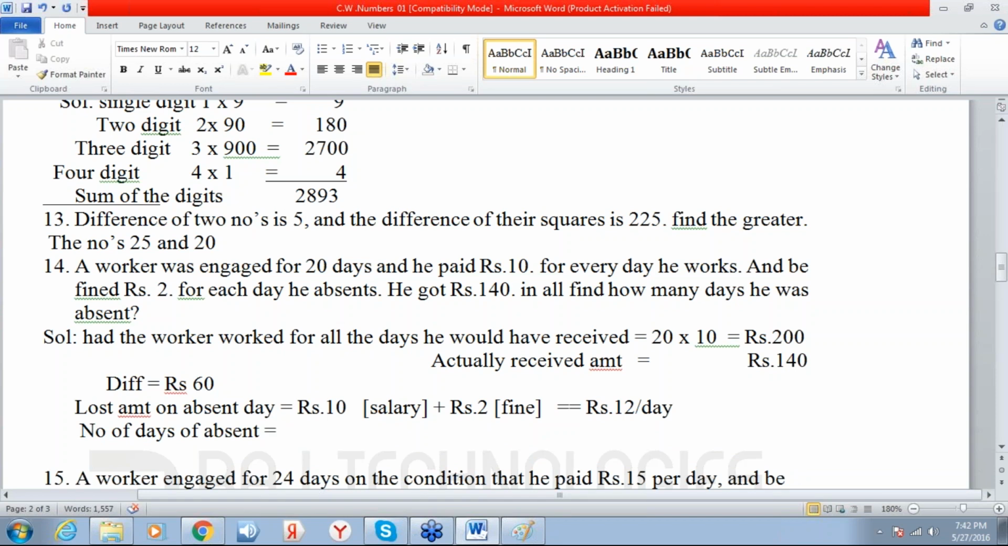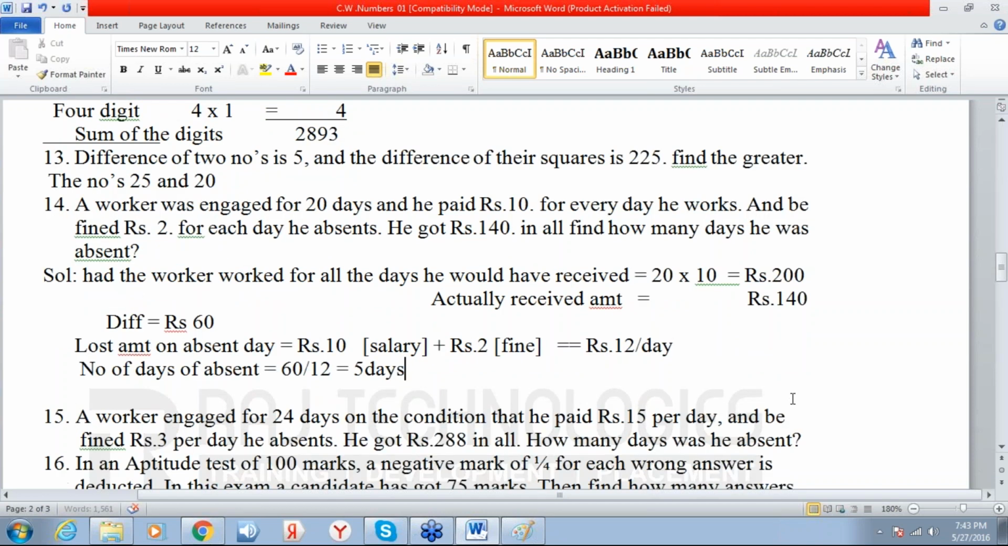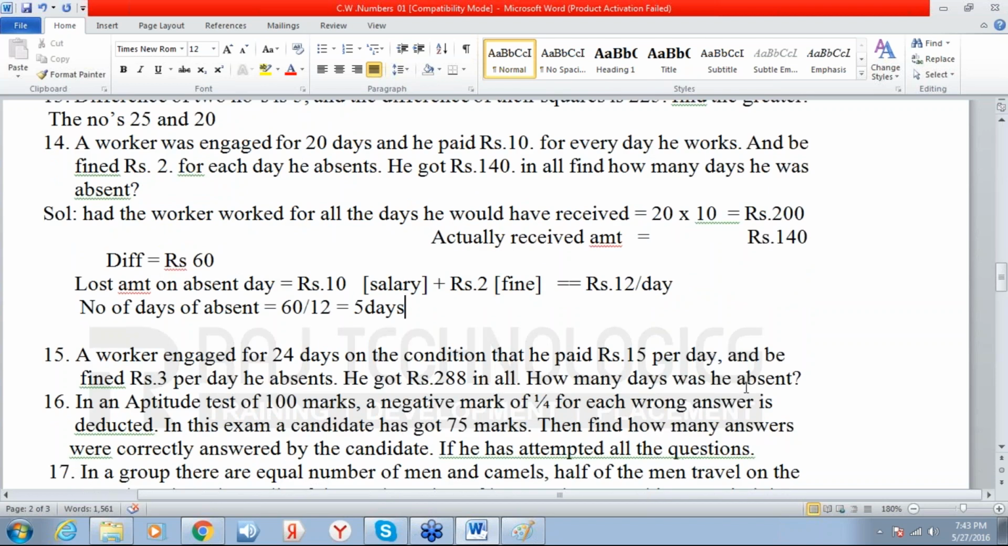Number of days absent is equal to the total amount, that is 60, divided by 12, since for every day he loses 12 rupees. 60 divided by 12 is equal to 5 days. He was absent for 5 days. The same procedure can be applied for negative marks also.